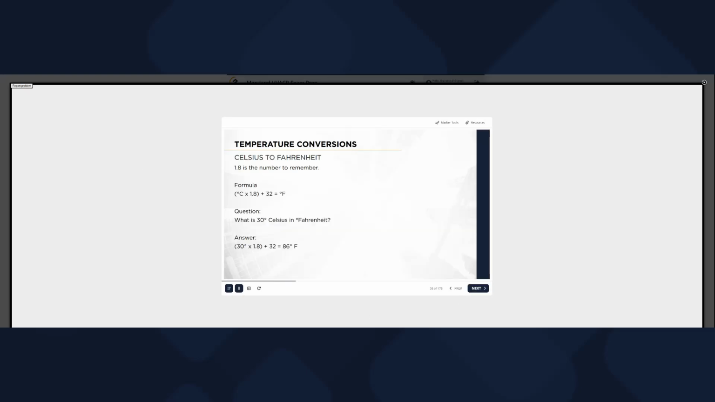Temperature conversions. Converting from Celsius to Fahrenheit is simple. 1.8 is the number to remember. Use the formula degrees Celsius times 1.8 plus 32 equals Fahrenheit.